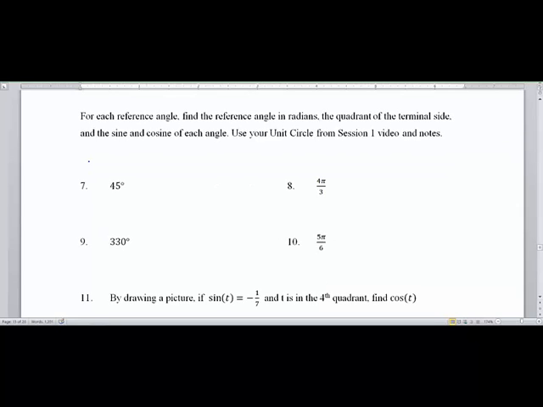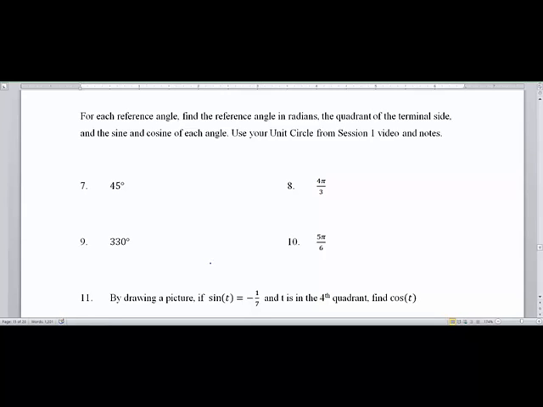Okay, so here, I'm going to put this into play. For each reference angle, find the reference angle in radians. So we're going to do a little bit of conversion here. We can do so because we have our unit circle in front of us too. All of these are pretty friendly. Then it says find the quadrant of the terminal side and then use the sine and cosine for each angle.